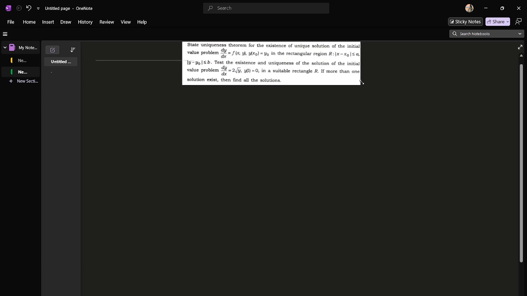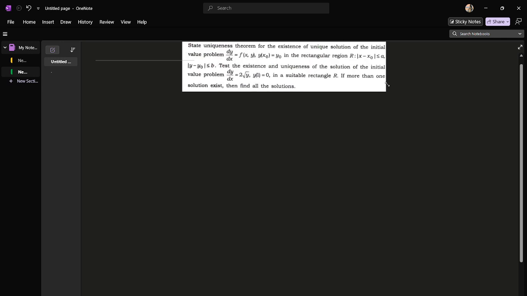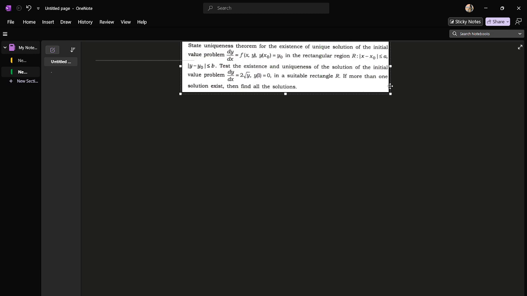The question asks us to state the uniqueness theorem for the existence of a unique solution of the initial value problem dy/dx = f(x, y), with initial value y(x0) = y0, in the rectangular region |x - x0| ≤ a and |y - y0| ≤ b.